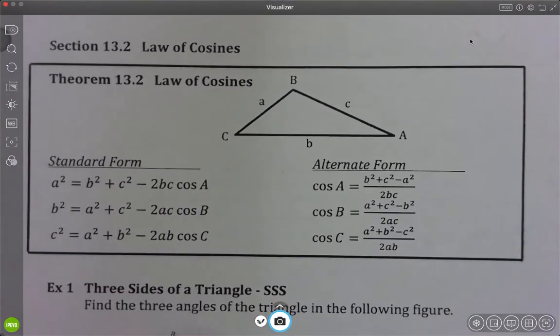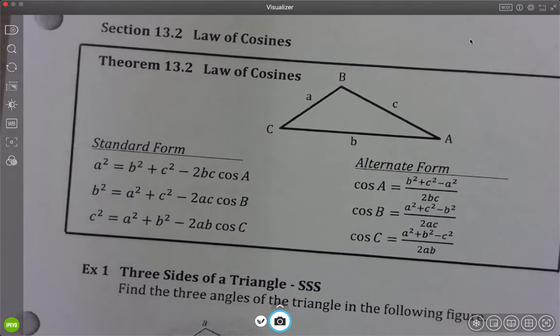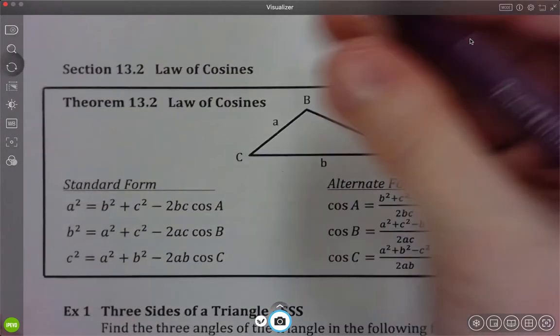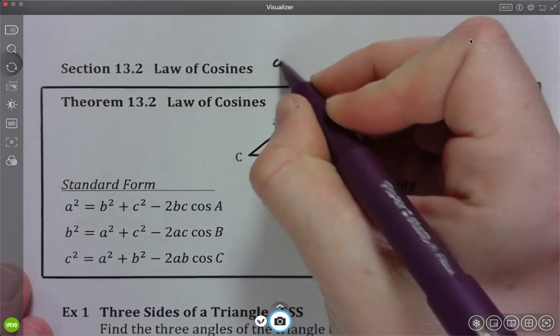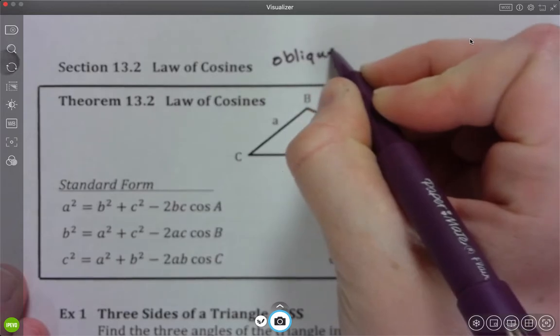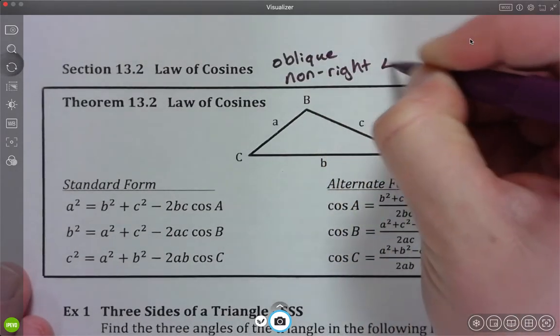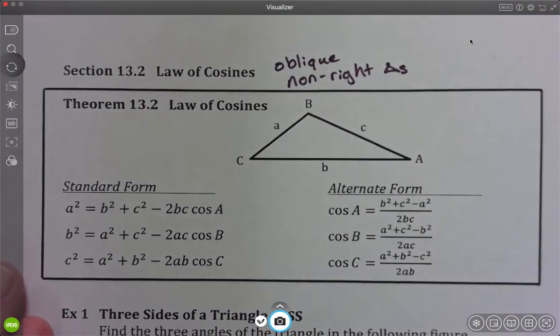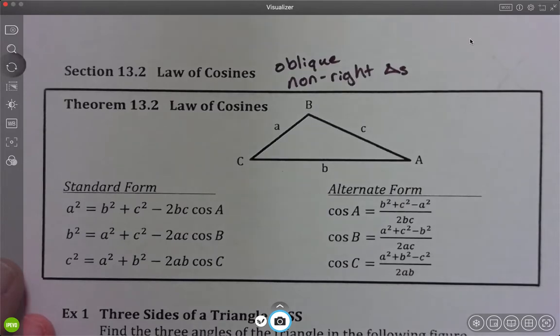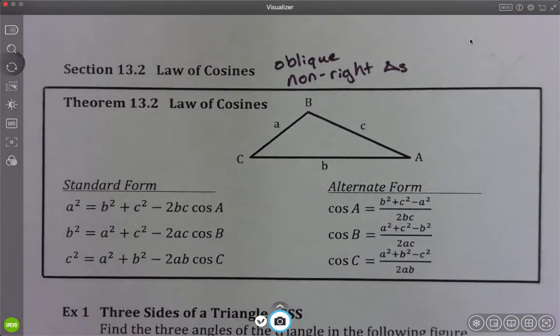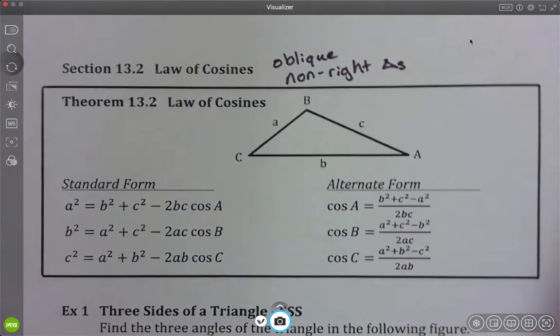Okay, Calc, law of cosines is this section, and this is again used for oblique or non-right triangles. For right triangles, what you would use is SOHCAHTOA, sine, cosine, tangent, that type of thing. But for oblique triangles, you have to use the law of sines and the law of cosines.